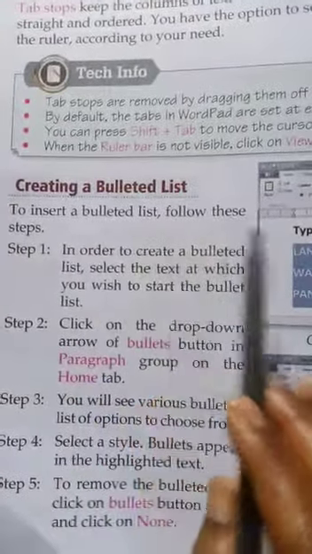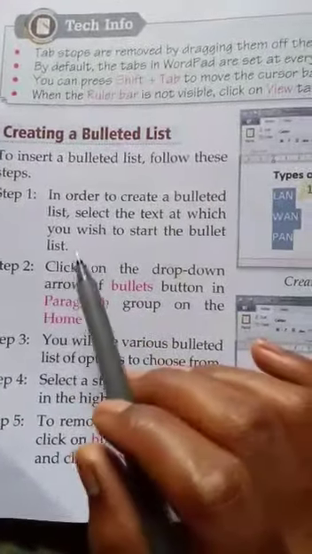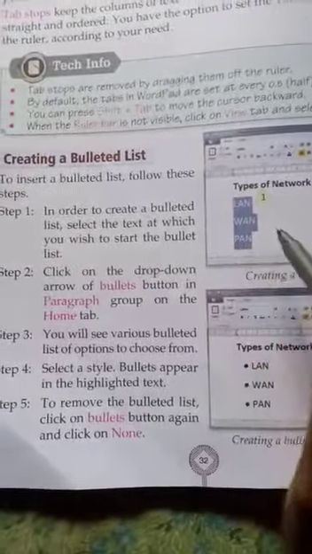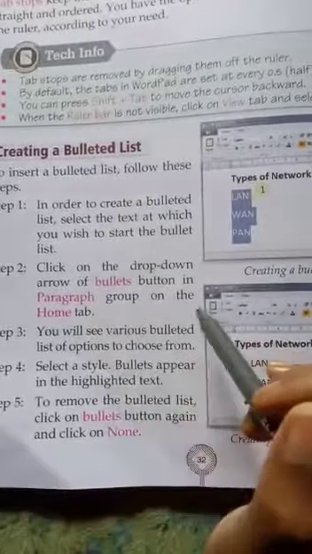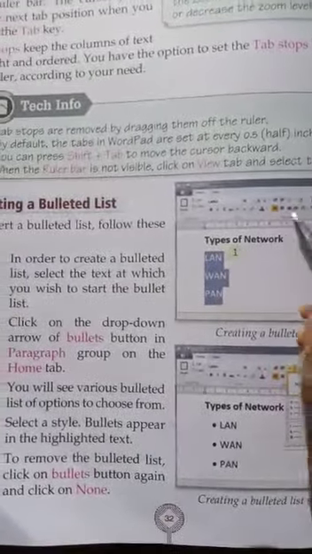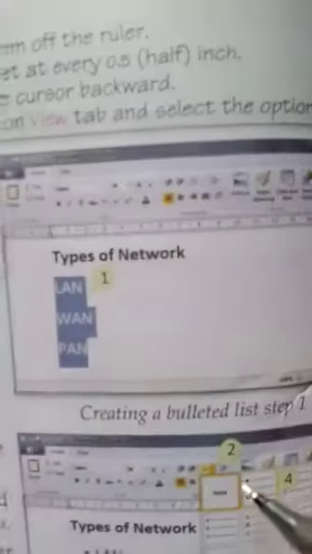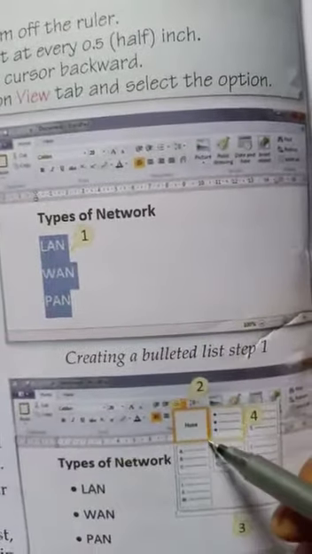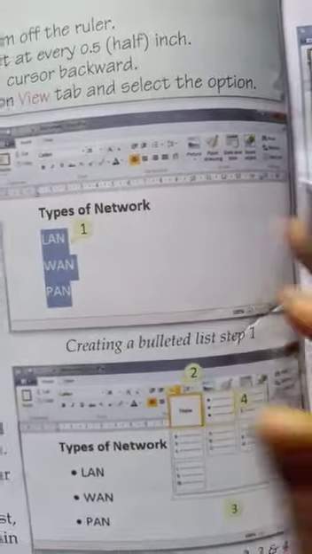To insert a bulleted list, follow these steps. Step 1. In order to create a bulleted list, select the text at which you wish to start the bullet list. So first you select the text. Then step 2, click on the drop down arrow of bullets button in the paragraph group on the Home tab. Here you see it is the bullets button in the paragraph group on the Home tab. So you click on this bullets button.